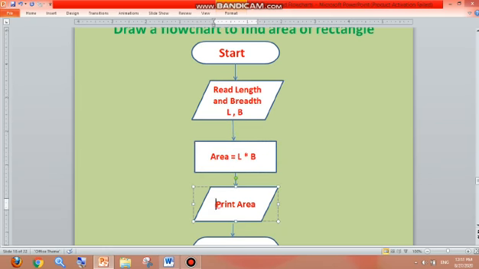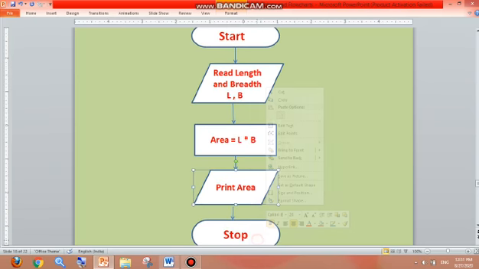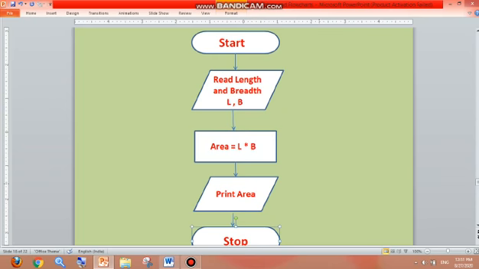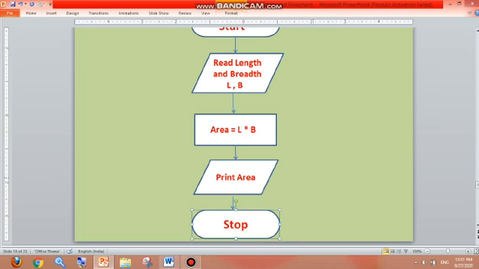And then after calculation, for output, we will write print area in the output box, and in the last, the stop box. So easy topic, children. You have to only take care of the symbols, okay, and the steps we have already discussed.